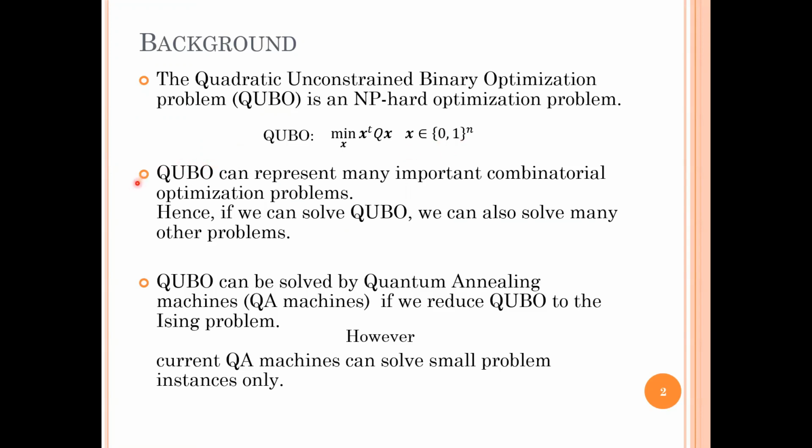Second, according to recent research, QUBO can represent many important combinatorial optimization problems. Hence, if we can solve QUBO, we can also solve many other problems. Third, QUBO can be solved by quantum annealing machines, QA machines for short, if we reduce QUBO to the Ising problem. However, current QA machines can solve small problem instances only.